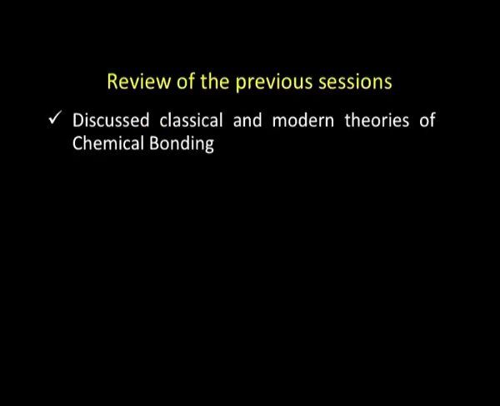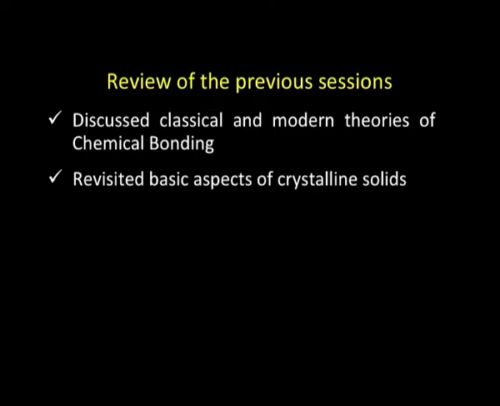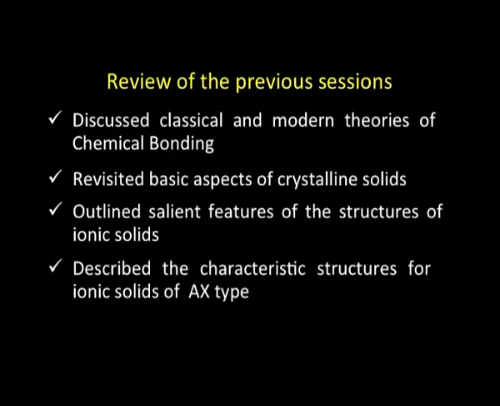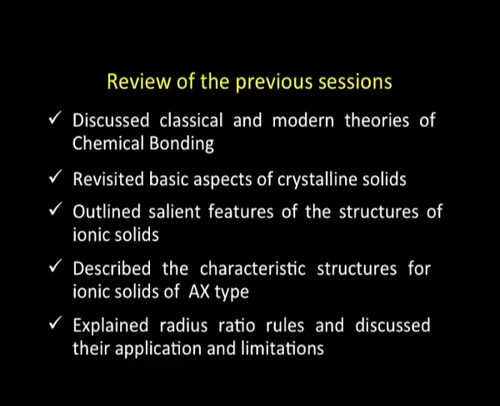Okay. Now, let us try to recall what we have done so far. We basically discussed the classical and modern theories of chemical bonding in a number of lectures. Having done that, we came down to revisiting the basic aspects of crystalline solids, and thereafter we outlined the salient features of the structure of ionic solids in the previous session. Thereafter, we described the characteristic structures for ionic solids of AX type, and having done that, we came down to the concept of radius ratio. We explained the radius ratio rules, and then saw what their applications and limitations are. So, this is what we have done in the previous session.